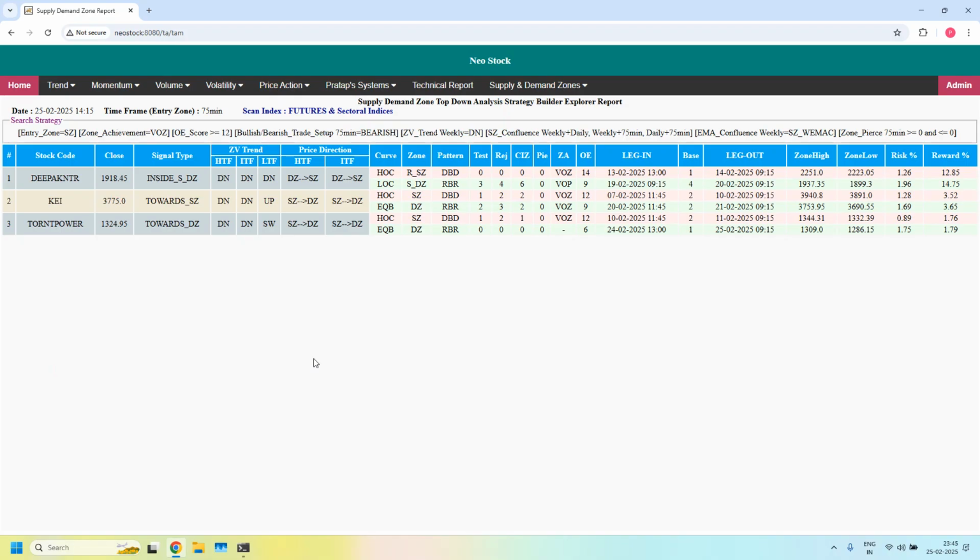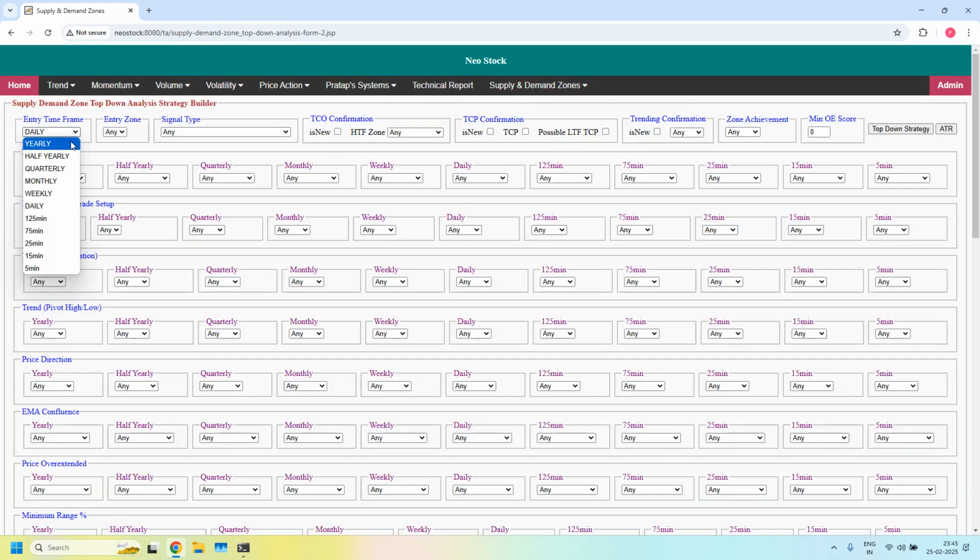So this is bearish trade setup for weekly income trade. Next, bullish trade setup for daily income trade. Entry time frame 15 minutes. Entry zone, demand zone. Bullish or bearish at 15 minutes.